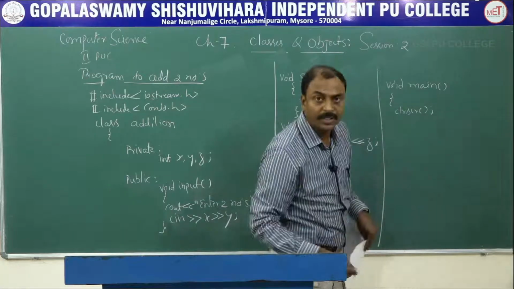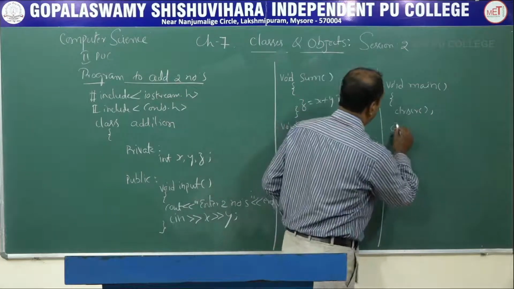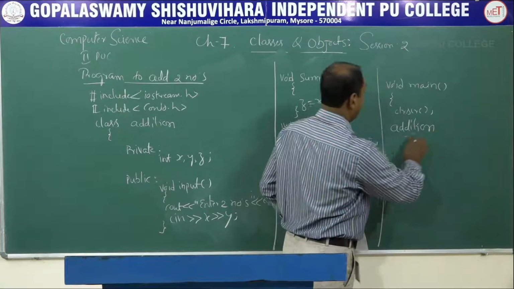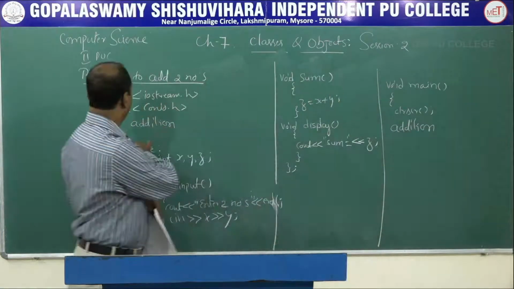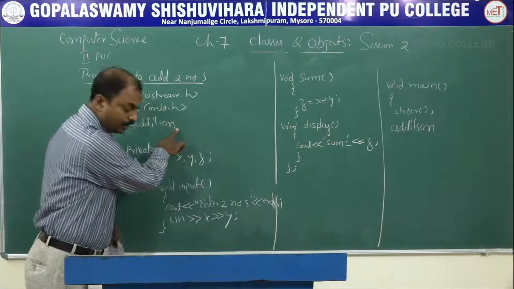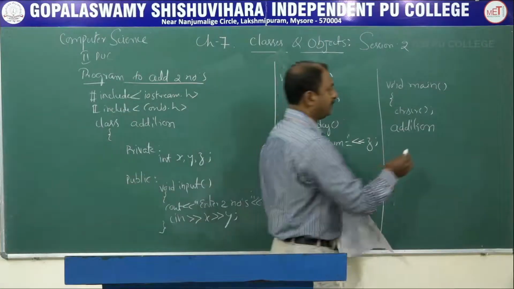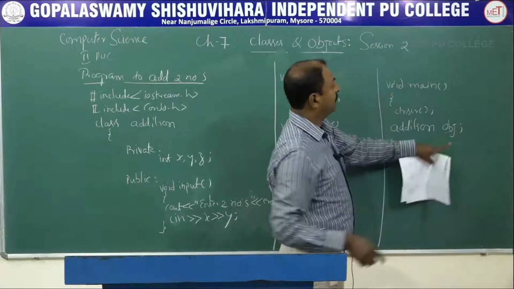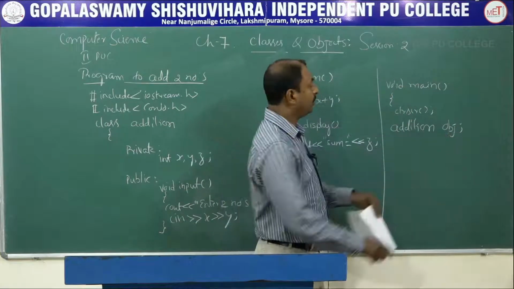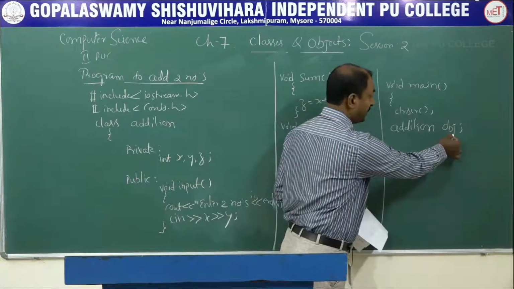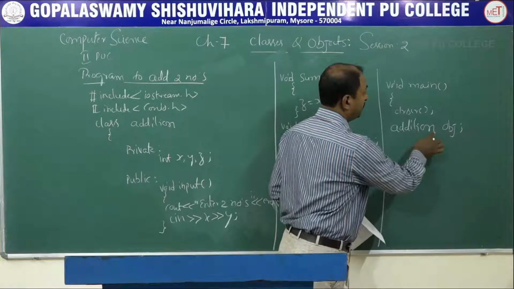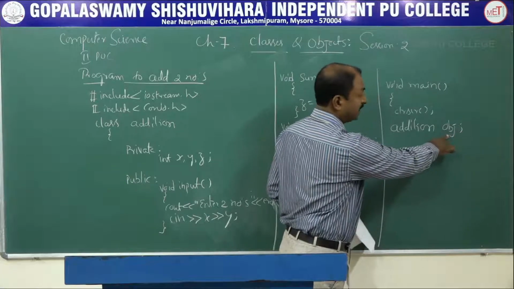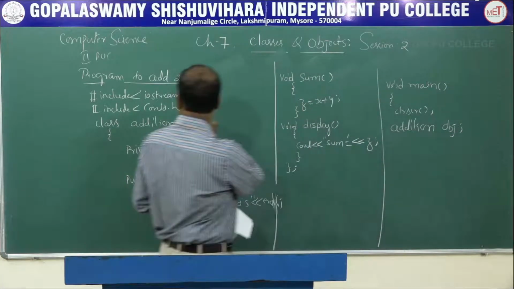How do we get an object here? With the help of a syntax. First is the class name. Addition is the class name; I have used Addition as the class name here. Then the class name, space, obj. This is the identifier, the name of the object. Here Addition is the name of the class, space, obj, semicolon. Now this is an object of the class Addition.